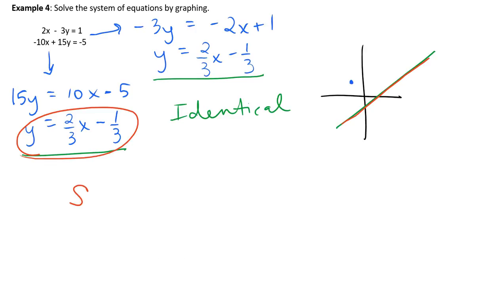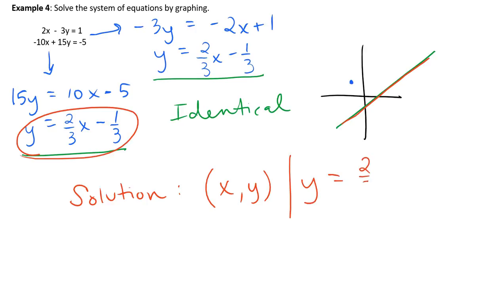So we'll write our solution in that way. The solution is going to be all points x and y such that y is equal to 2/3 x minus 1/3. And we can write this as a set. Our solution is the set of points x and y such that y is equal to 2/3 x minus 1/3.